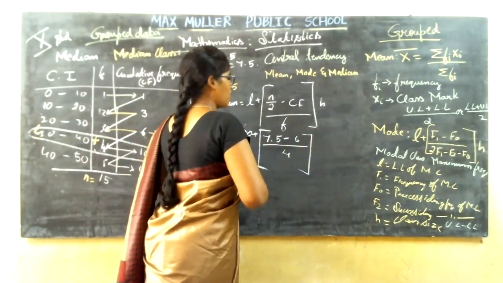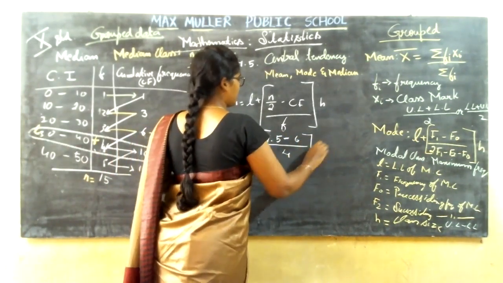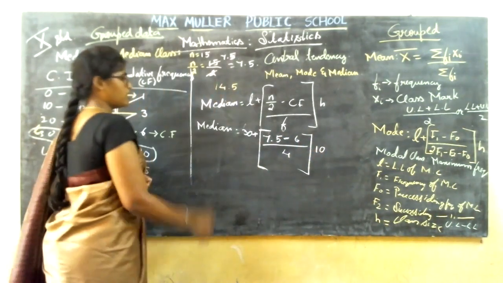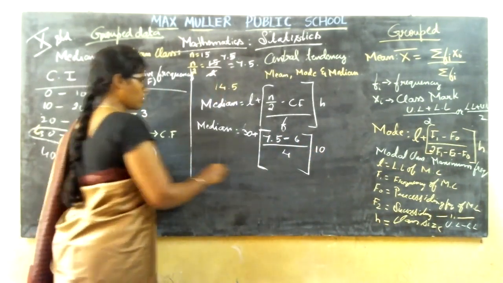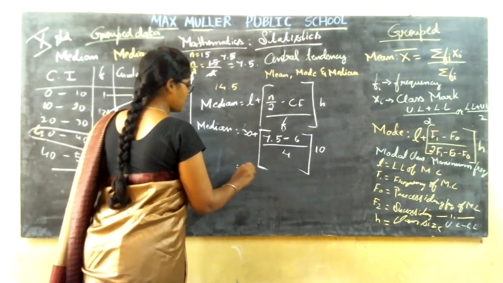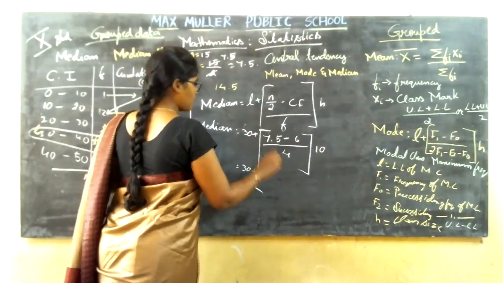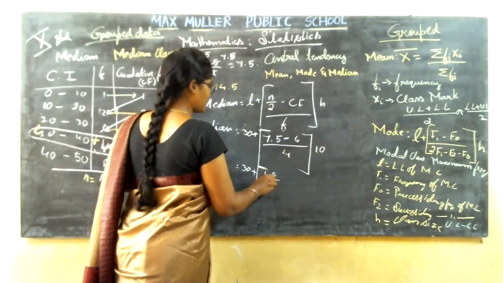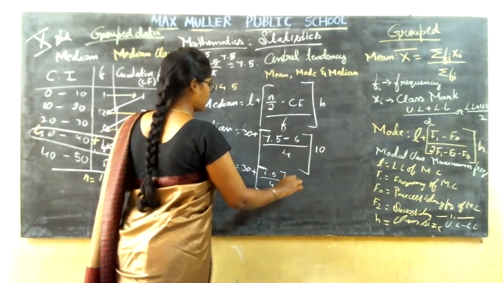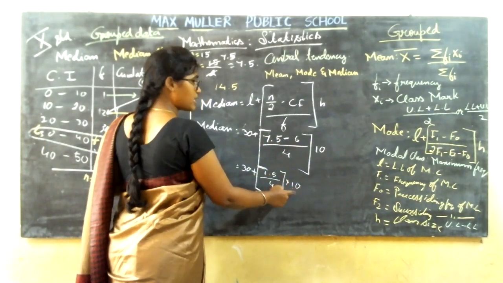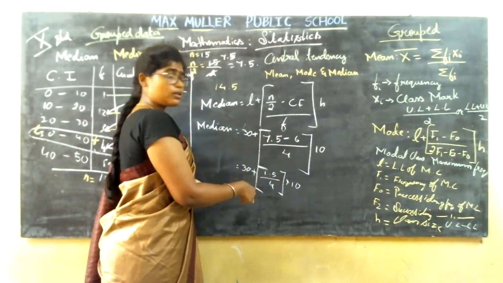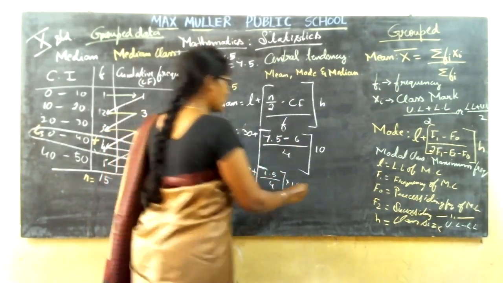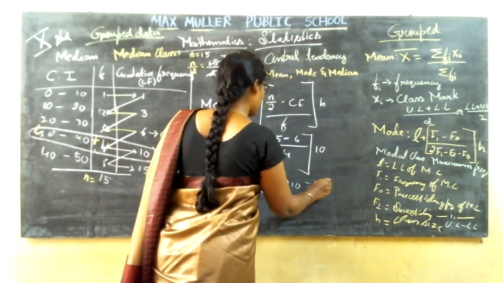Then what is the class size? 10 minus 0 is 10 itself. This is clear for you. Now you are going to solve it. 30 plus 7.5 minus 6 is 1.5, divided by 4, into 10. Now, where will you multiply this 10? You will multiply it for the numerator. So, what is the value you get?